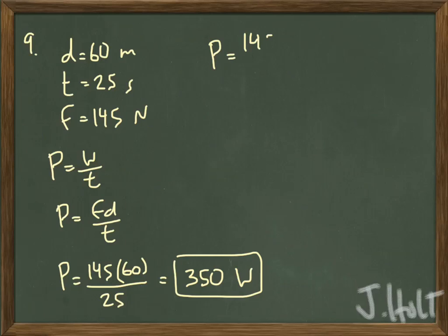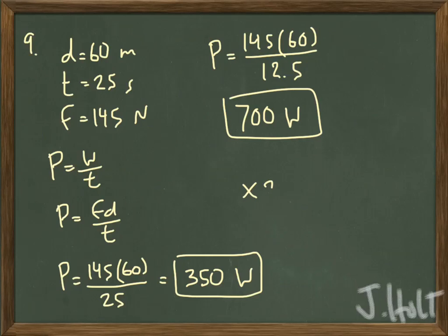Okay, now that I've found that, what happens if we move it twice as fast? Well, let's just actually plug in the right numbers and see what happens. Twice as fast would mean half the time. That's why I used 12.5 instead of 25. So it ends up being twice the power.